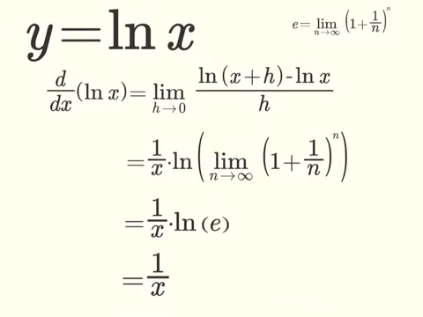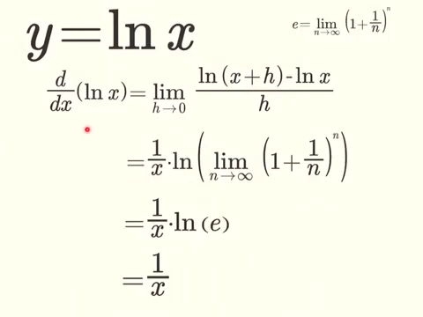So the derivative with respect to x of the natural log of x is equal to simply 1 over x. This connects natural logs, and all logs in fact, with rational functions.